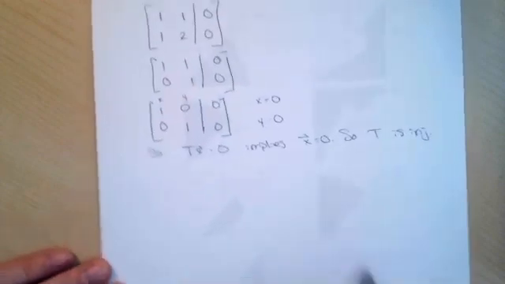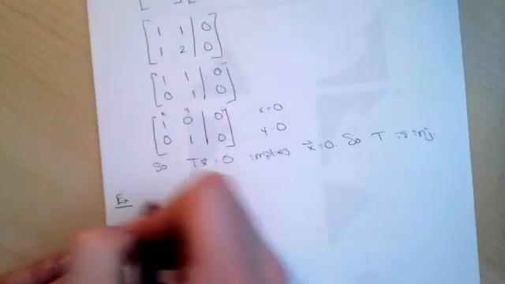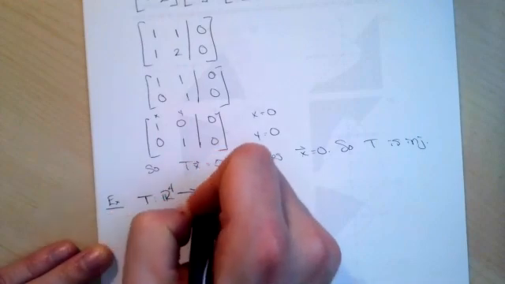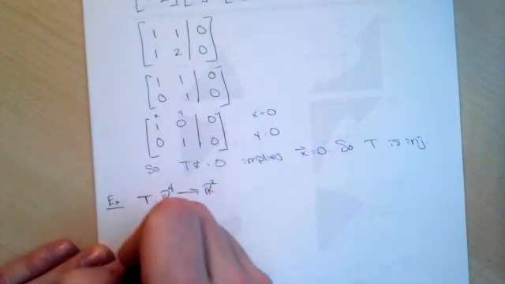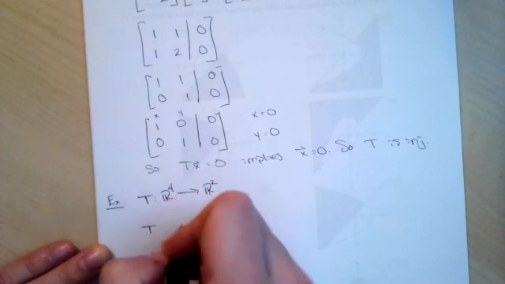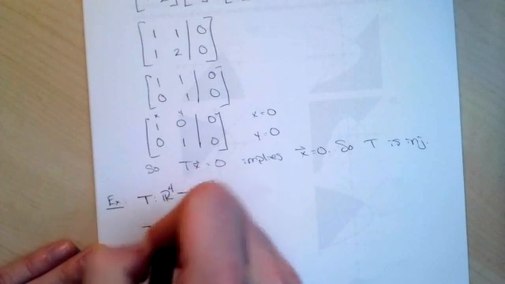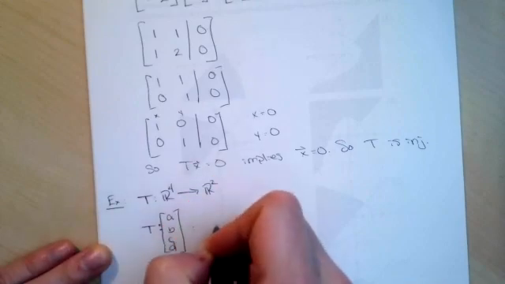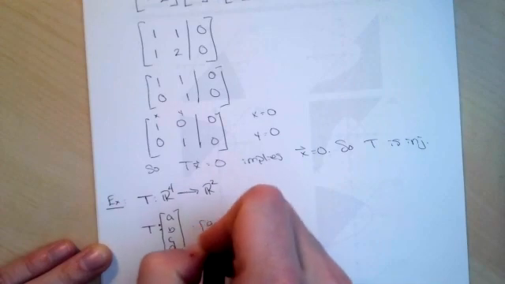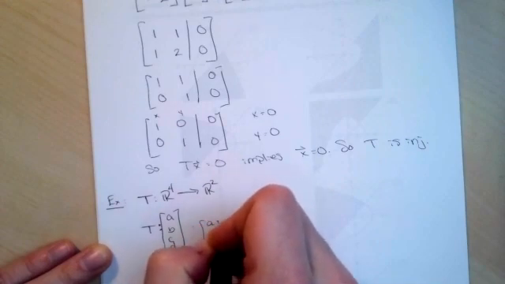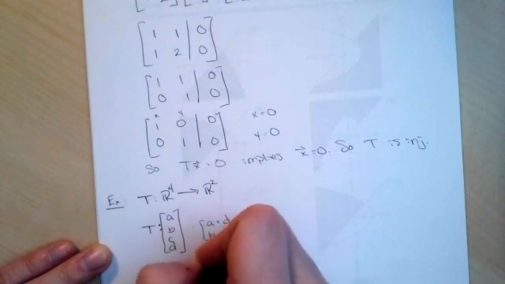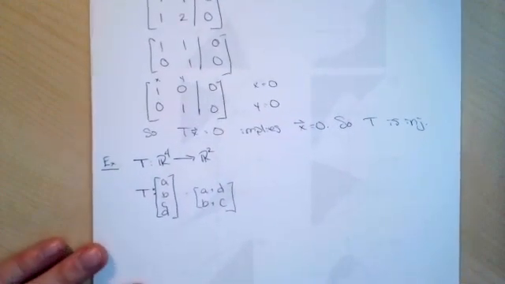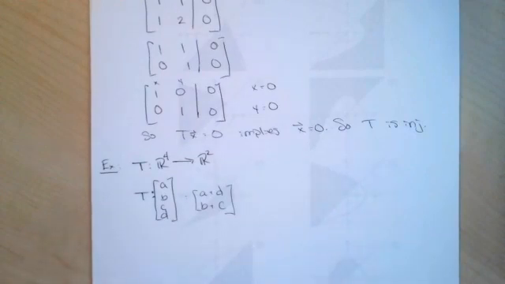Let's take a look at another example. So suppose we now have a linear transformation from R4 to R2, where T of (A, B, C, D) is equal to (A plus D, B plus C). And we want to take a look at the same things. Are we injective, surjective?